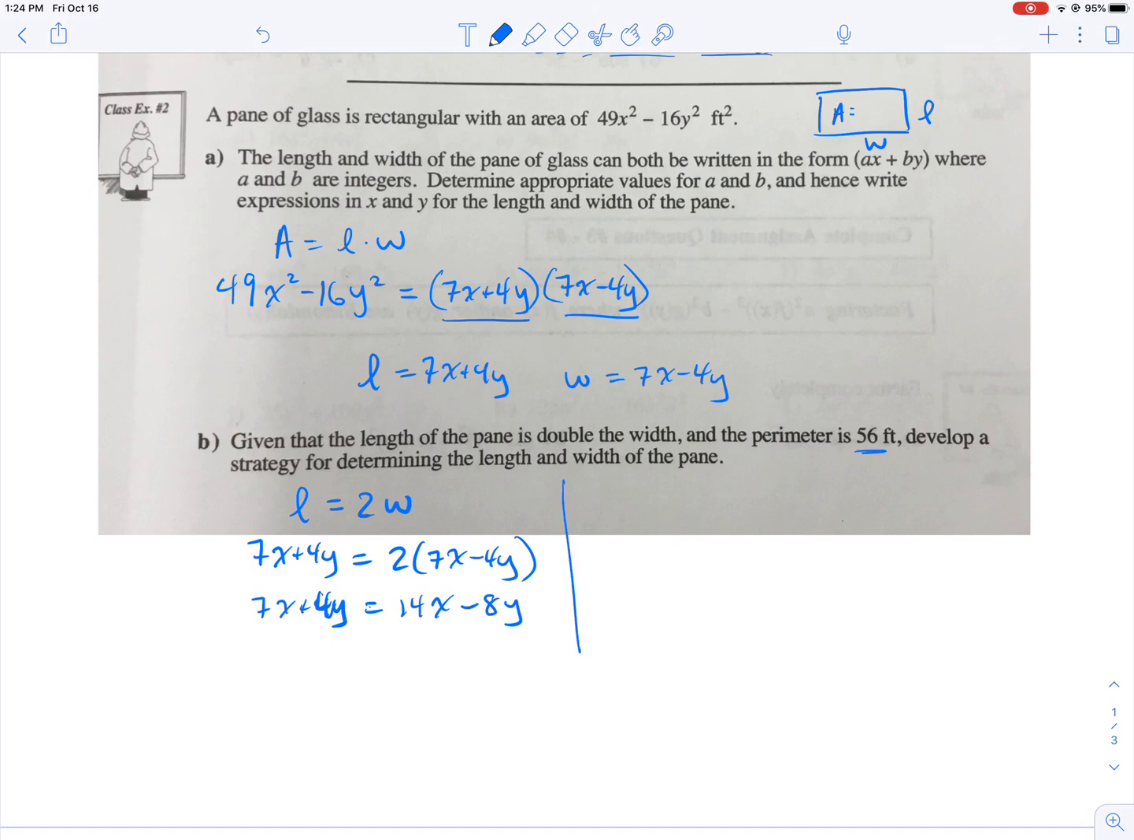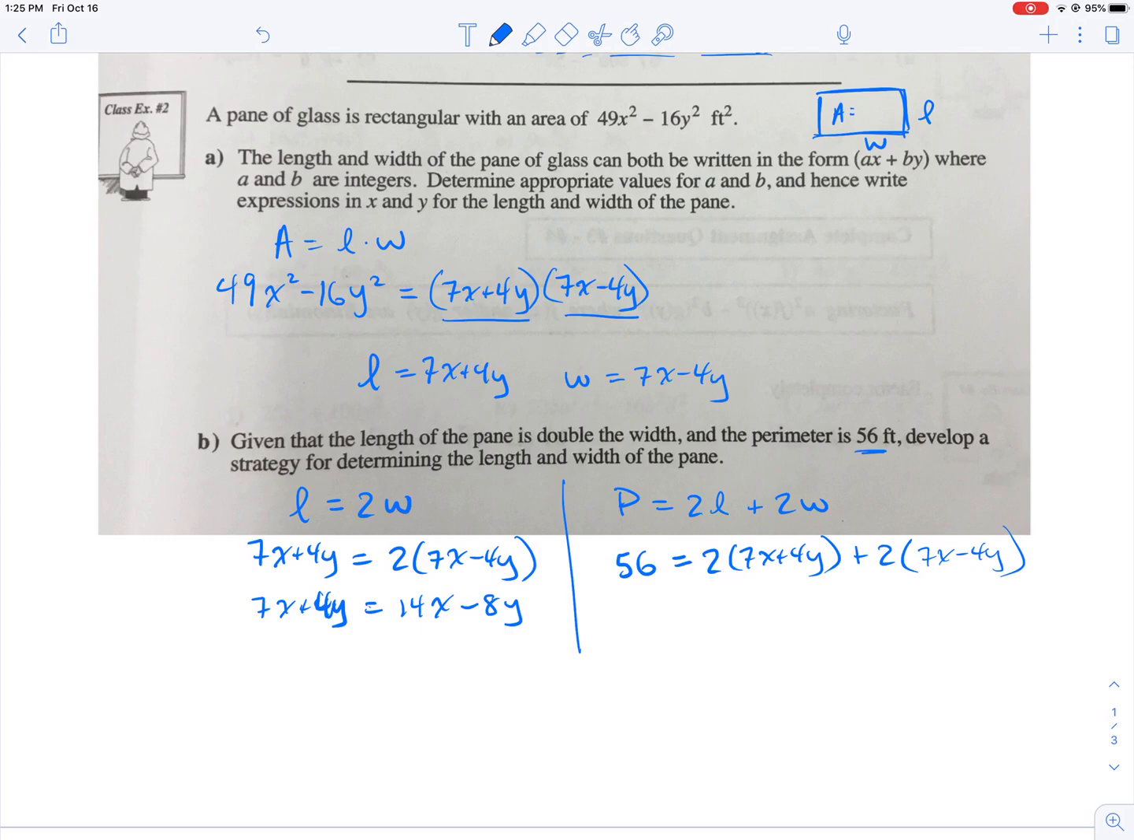Let's try this perimeter thing. Perimeter is equal to 2L plus 2W, right? I just add up all the sides of my rectangle. So if we have 56, is equal to 2 times 7x plus 4y. And what was the other one? Plus 2 times 7x minus 4y.